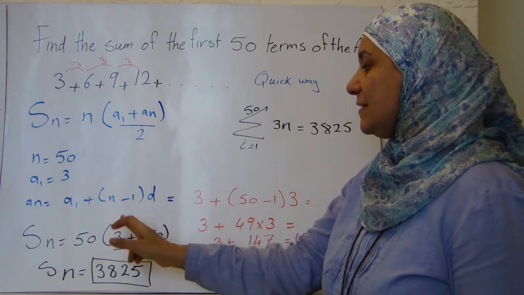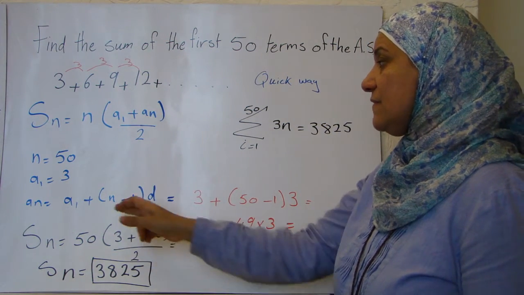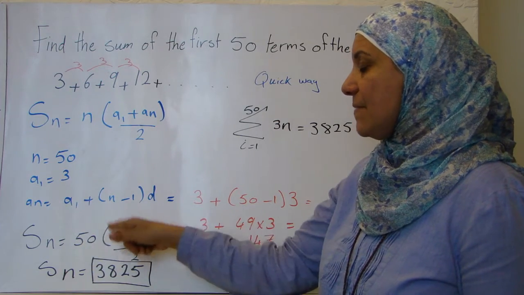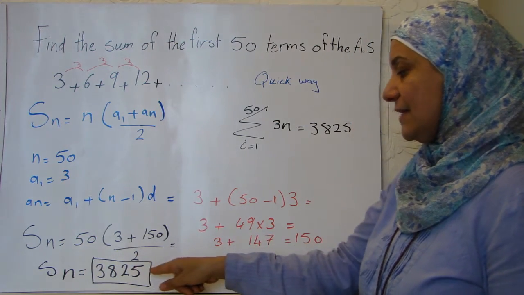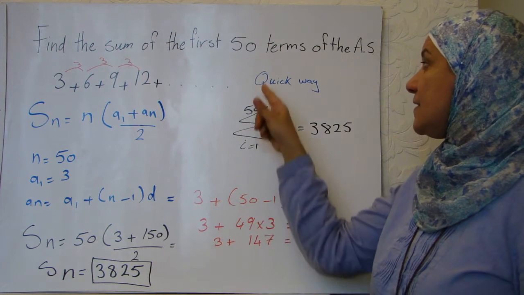I'm going to add the first term plus the last term, 3 plus 150, divided by 2 to get the mean, and then multiply it by my n, which is 50. I get the final answer. Is there an easier or faster way to do that? Yes, there is a quick way.